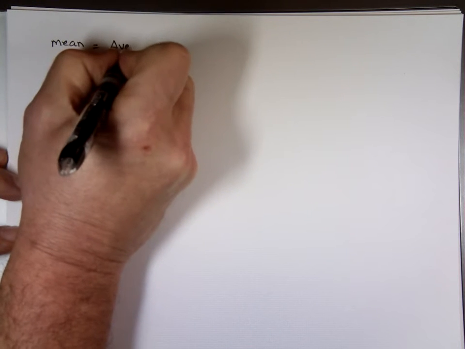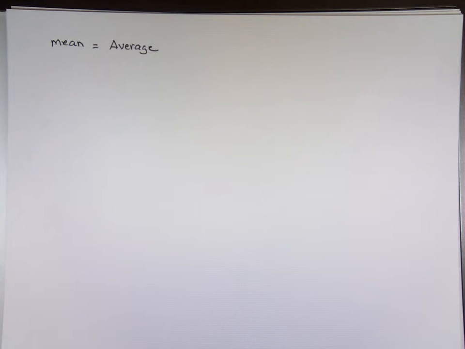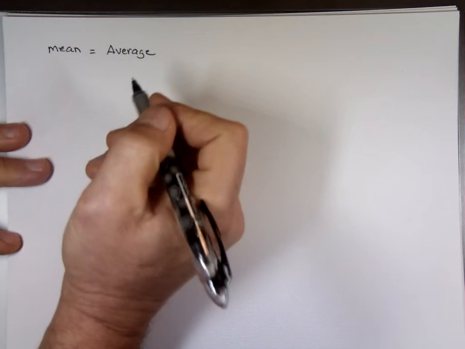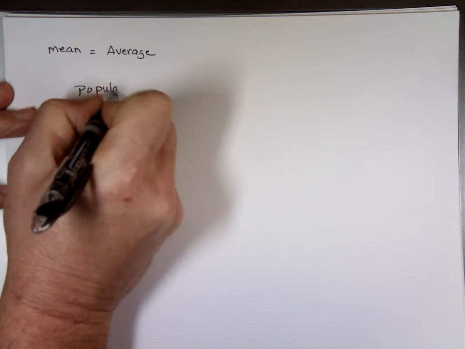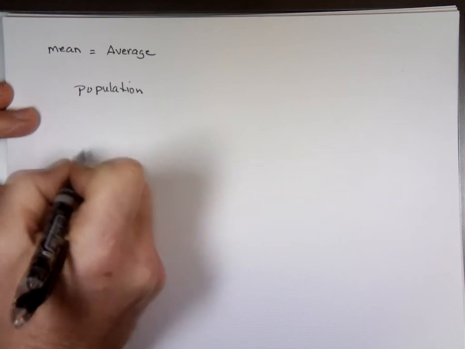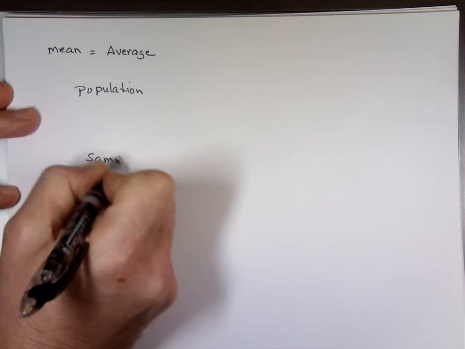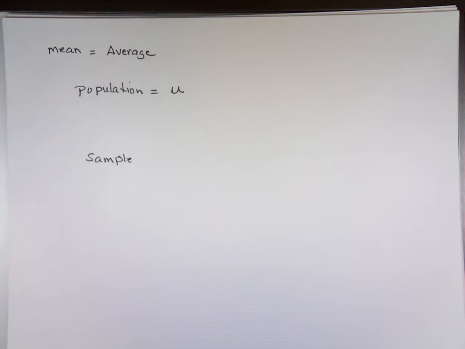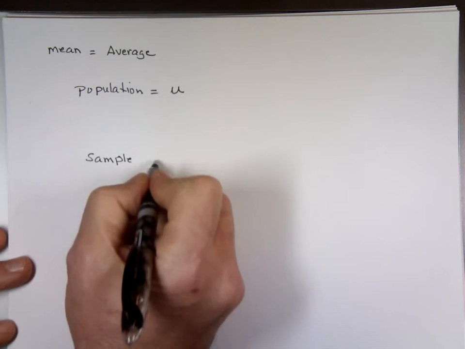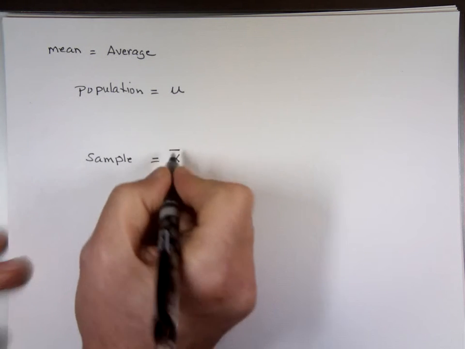Again, the mean is known as the average. As I said a few minutes ago, you could have a population or you could have a sample. The symbol for mean for population is mu. Mu is the mean of the population. X bar is the mean of the sample.